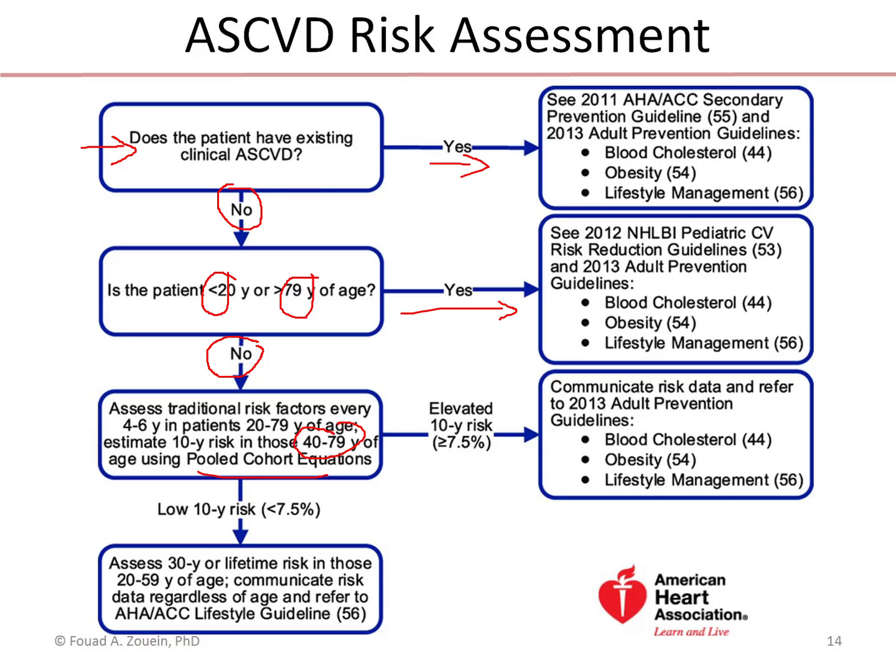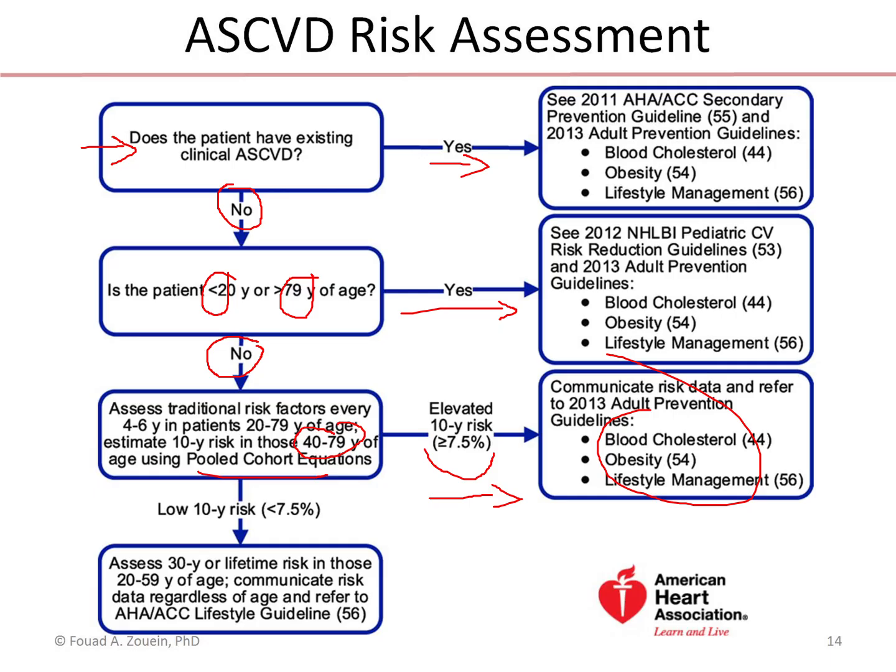Now, if the risk is high, if it's higher than 7.5, so it's not low, it's not borderline, we're getting more into the intermediate and high risk. So we have to send this population to these particular guidelines. So this patient has to be on lifestyle management and a drug therapy in order to bring back his risk to borderline or low.